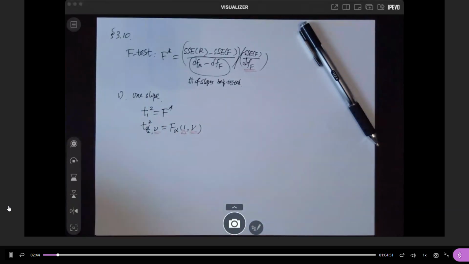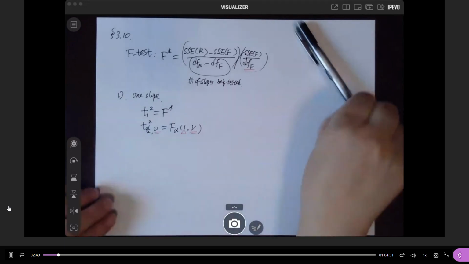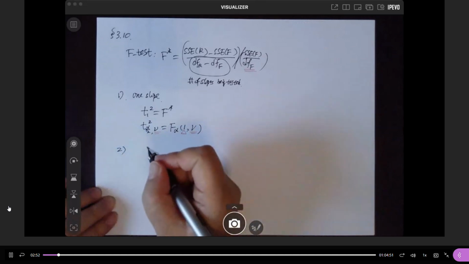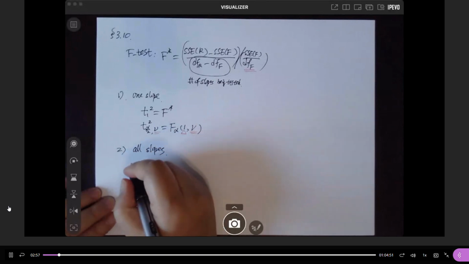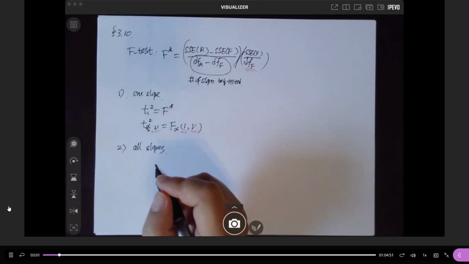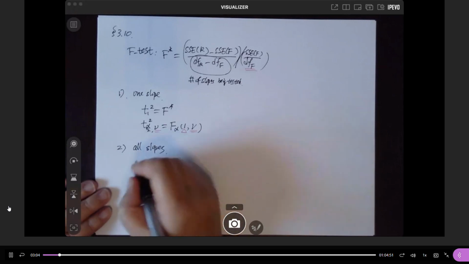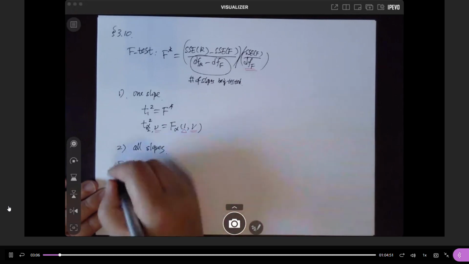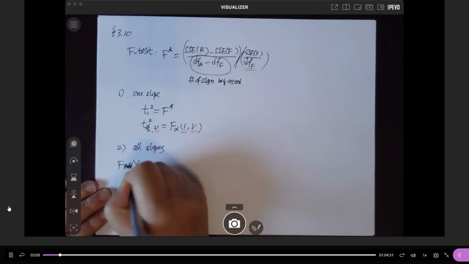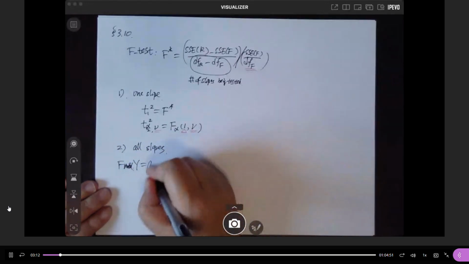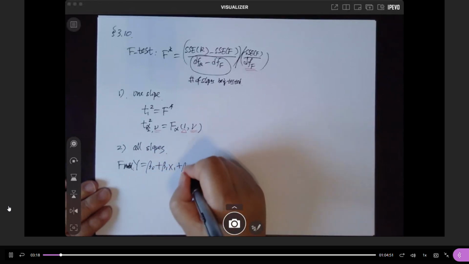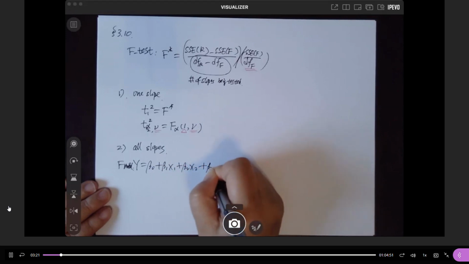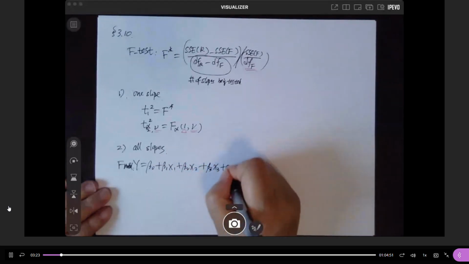All right, so this is what we got from the previous lecture. Today we are going to look at the second example, when you are trying to test all slopes. Let's say you have the same example with 3 predictors. So the full model here is y equals beta 0 plus beta 1 x1 plus beta 2 x2 plus beta 3 x3 plus epsilon. That's the full model.